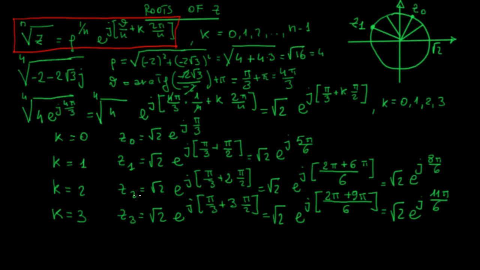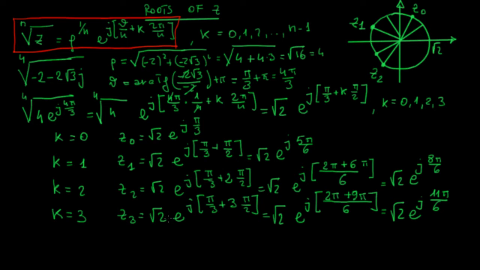While z sub 2 is located at 8 pi over 6. This is 6, this is 7 pi over 6. I'm sorry, it's not a great line. This is 7 pi over 6, this is 8 pi over 6. So this is z sub 2.